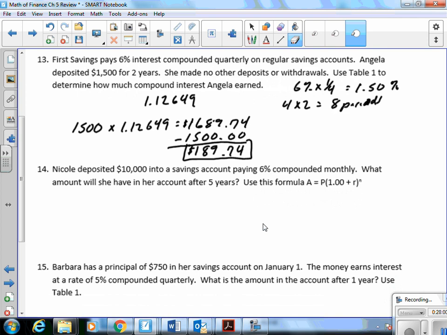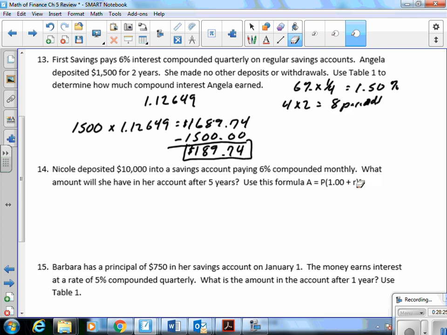All right, number 14. Nicole deposited $10,000 into a savings account paying 6% compounded monthly. What amount will she have in her account after 5 years? Using the formula A equals P times (1.00 plus R) to the N power.